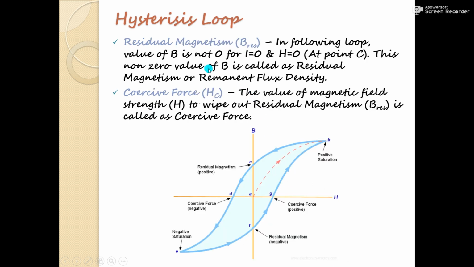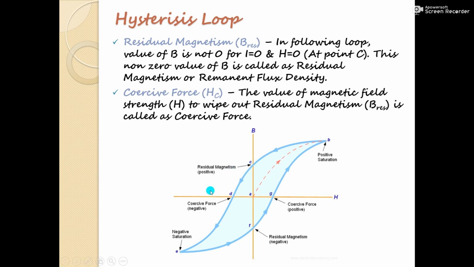Next we have the hysteresis loop. Here you can observe the loop. First we will see what is residual magnetism. We are representing it by B_RES. In the following loop, the value of B is not 0 for I and H equal to 0 at point C. This is called residual magnetism. This is the non-zero value of B.